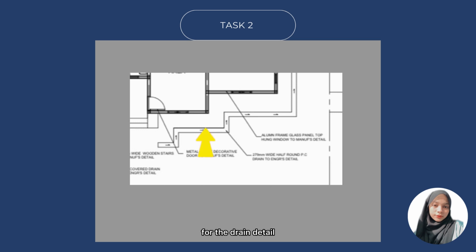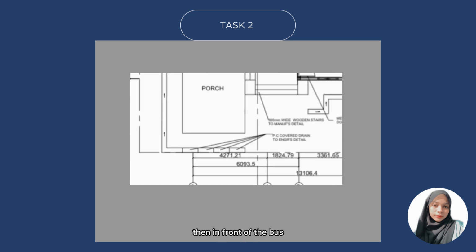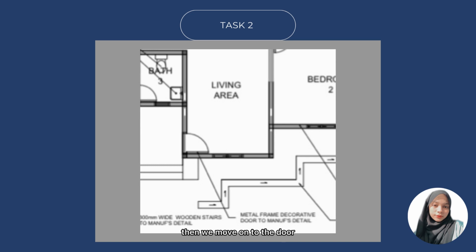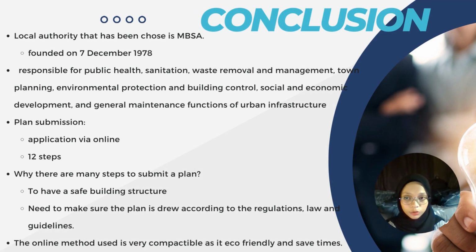For the drain detail, we drew 279 mm wide half PC drain to engineer's detail. Then in front of the porch, the drain was covered by PC to engineer's detail. Then we move on to the door. The door is a metal frame decorative door to manufacturer's detail. For this project, we use a 1:100 scale. And the last part is the conclusion.